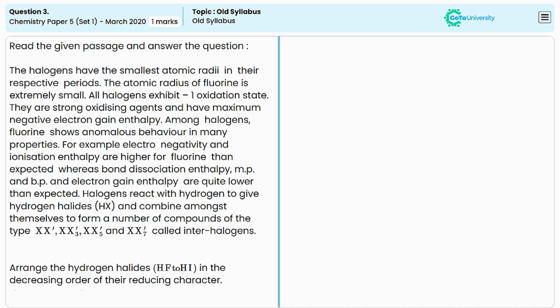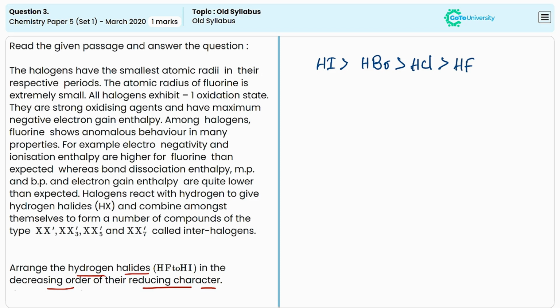Here the question is to arrange the hydrogen halides in decreasing order of their reducing character. The reducing character of hydrogen halides varies significantly across the group due to differences in bond strength and electronegativity of halogens. The reducing character decreases from hydrogen iodide to hydrogen fluoride.